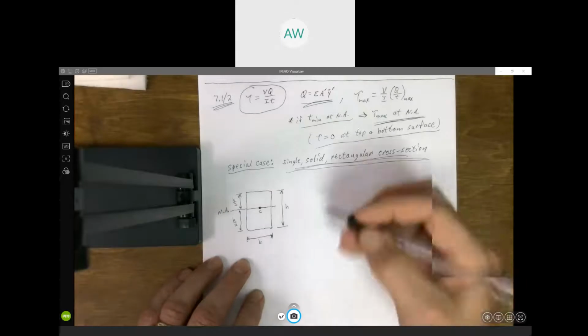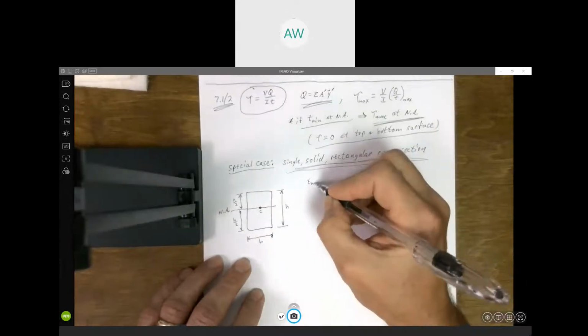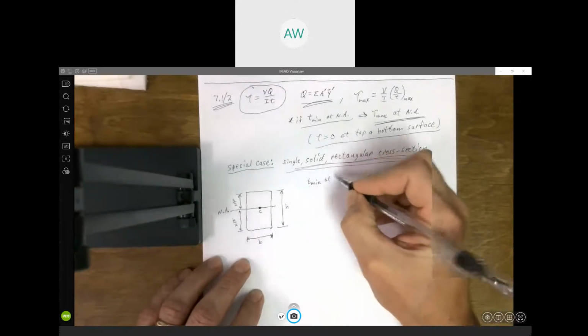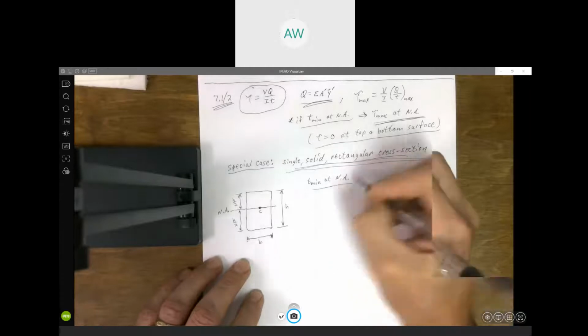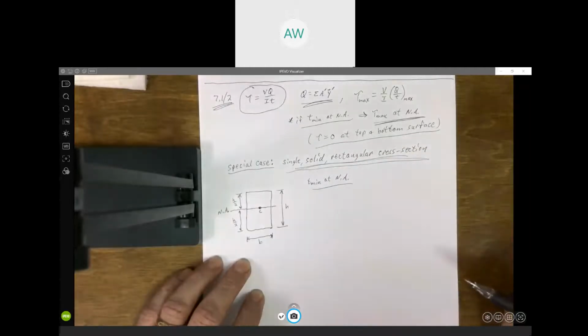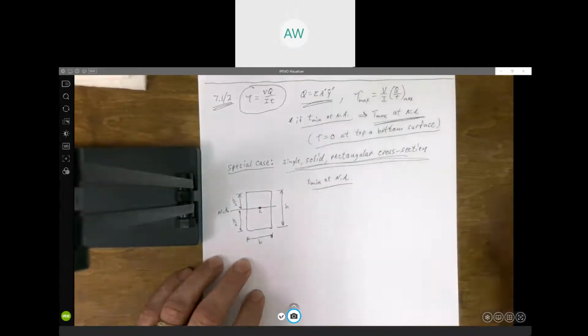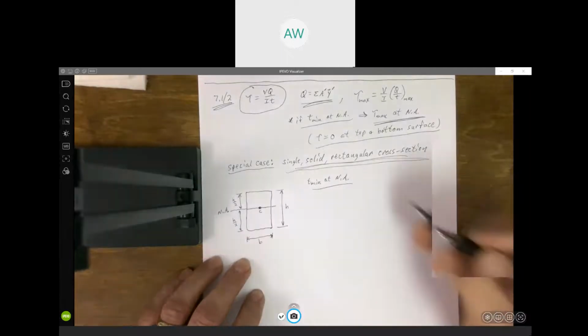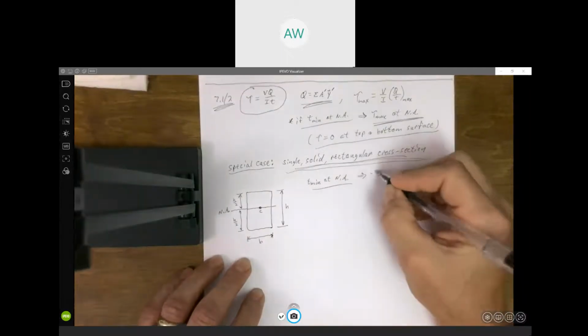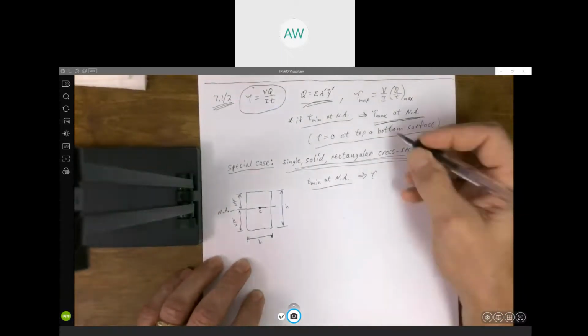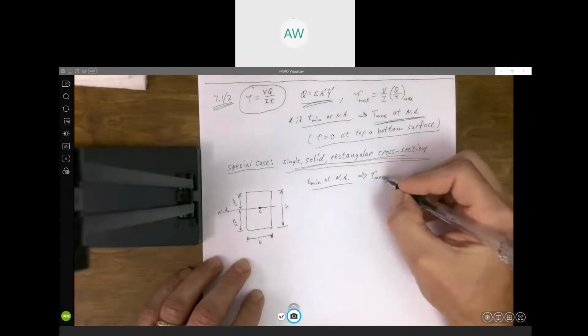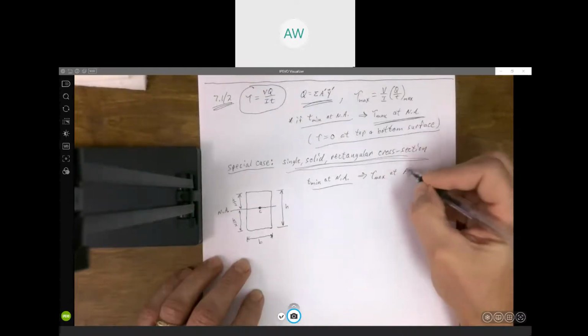Well, in this case, t min is at the neutral axis. In fact, the thickness is the same. It doesn't matter where you're at on this cross section. The thickness is b, so it is the minimum. There's not one smaller than that. So I know, like I talked about right up above, tau max is going to be at the neutral axis.